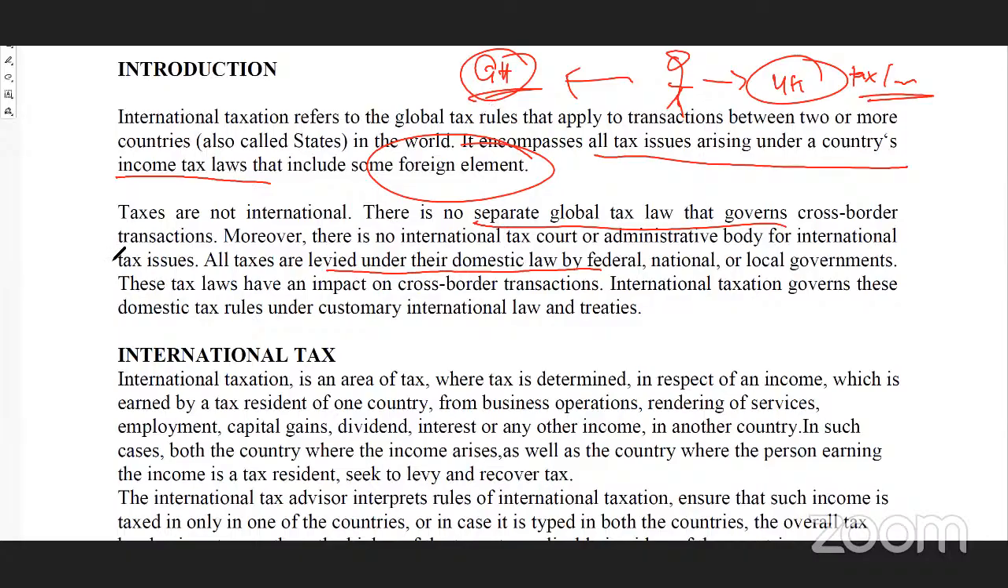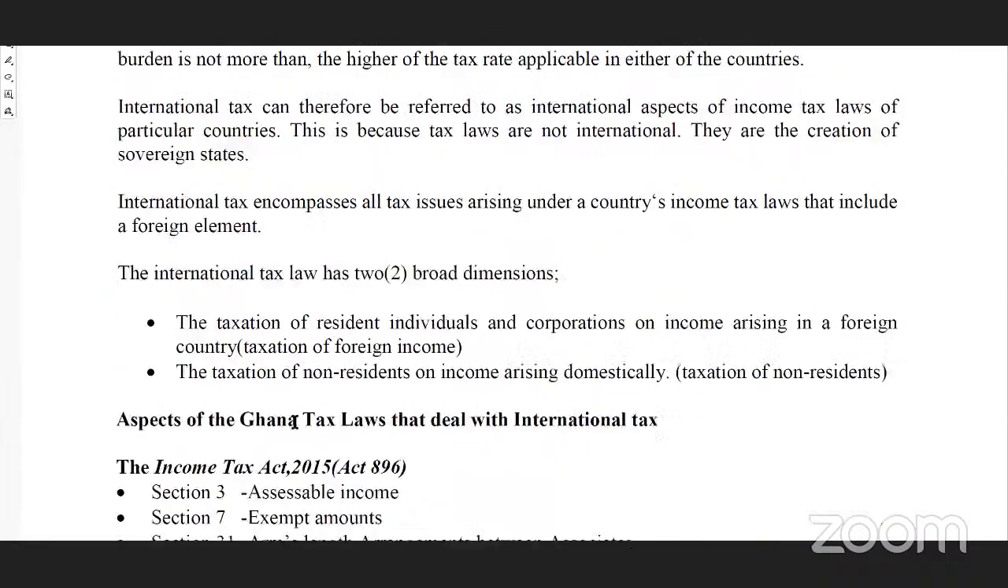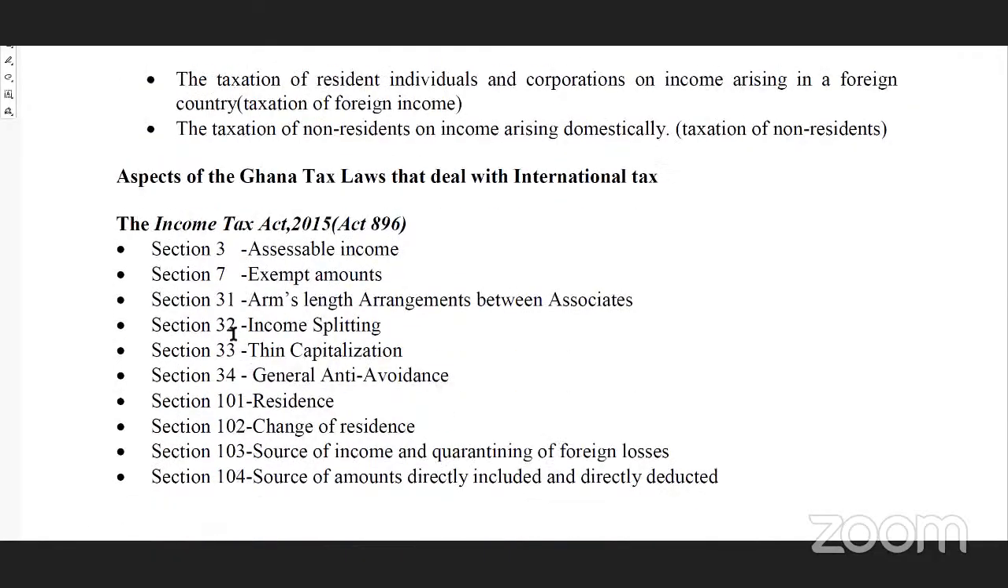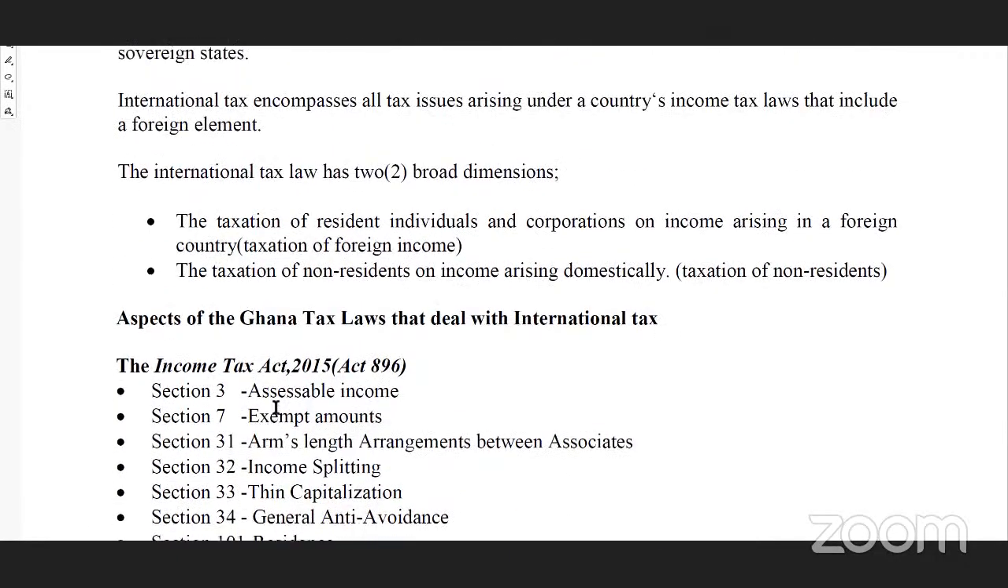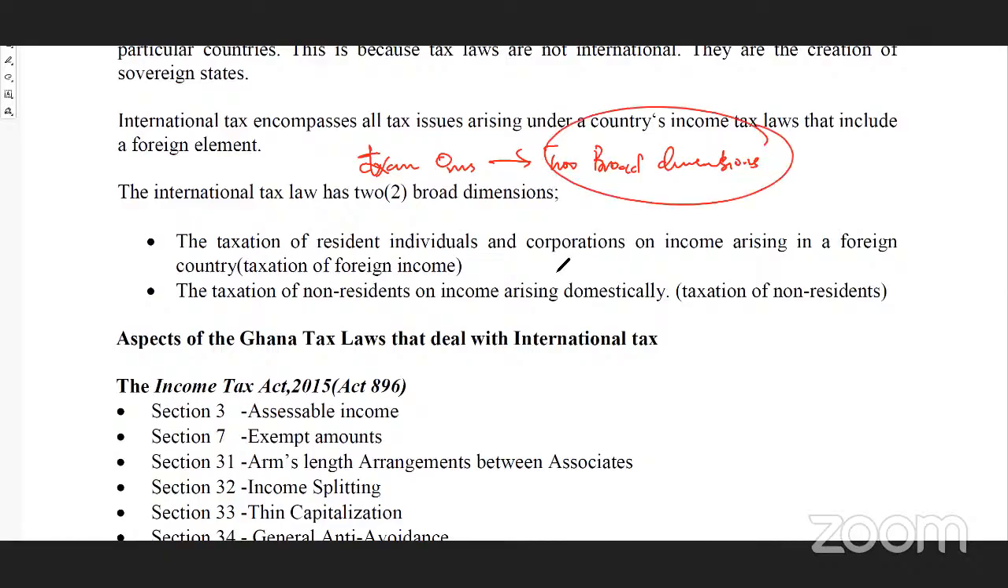So since we are saying that, yes, we are looking at the part of our law that has a foreign touch. When we come to Ghana, there are different parts of our law that have a foreign element, right? But this is the trick to passing international tax. Anytime there's international tax, it means that the exam question will be examined from two broad dimensions. Not even in exams alone, even in practice. If you are dealing with international tax issues, it's from two broad dimensions.